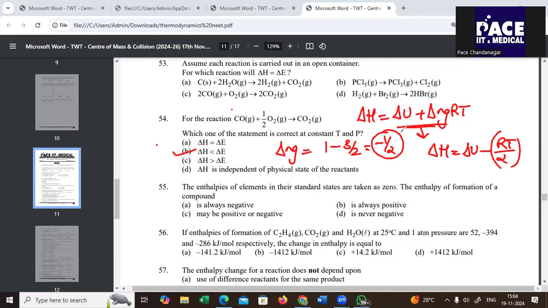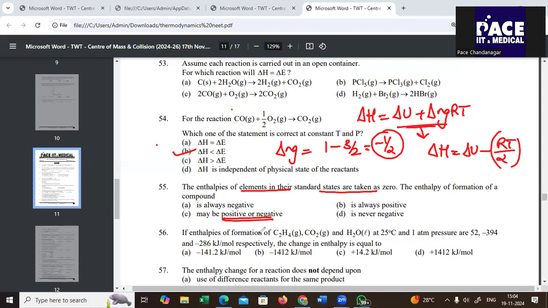Next, U and E are the same, remember that. Next, number 55. Enthalpies of the elements in the standard states are taken as 0. Yes, whatever element in its standard state, the enthalpy of it is 0. Always remember that statement. And the enthalpy of formation of a compound is always what? It can be positive or negative, because that compound can be formed from elements in the gaseous state, liquid state, or solid state, whichever it is. So it can be positive or negative. It is not fixed. But for the element in its elemental state, definitely it is 0.